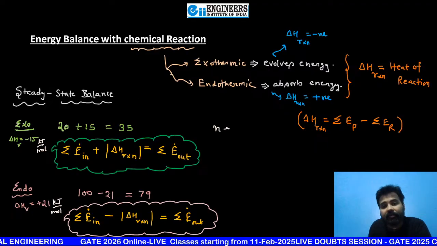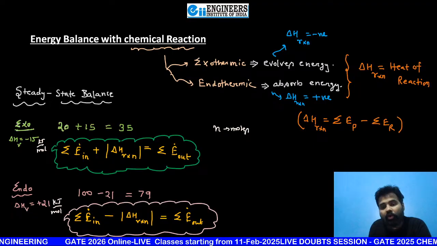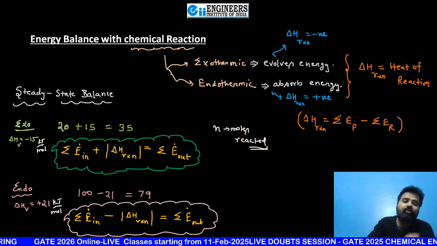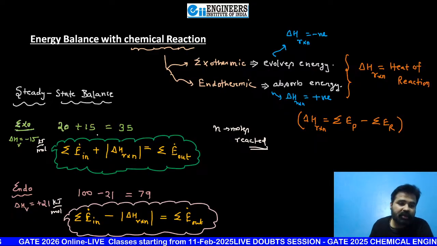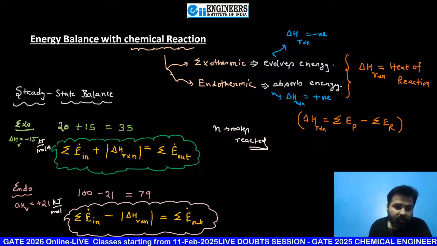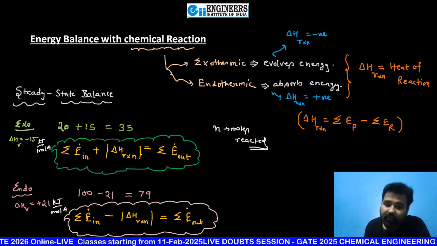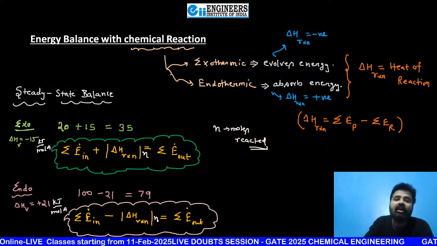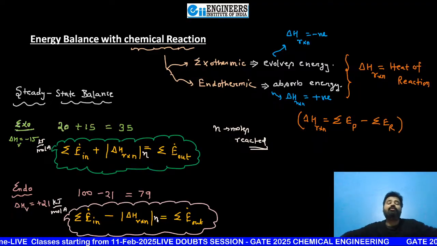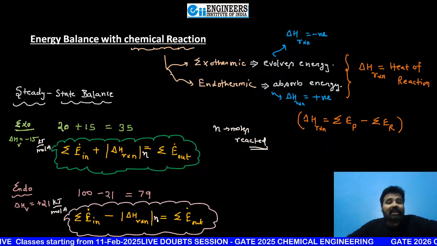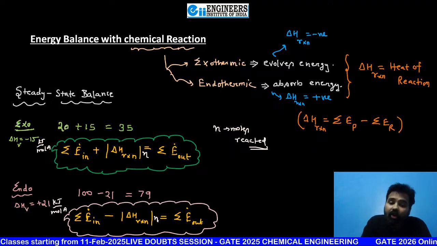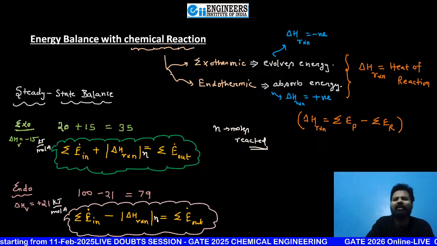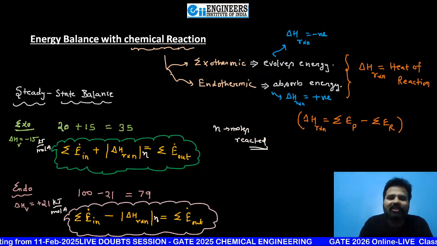moles reacted for that component whose heat of reaction is given. Suppose it is given some kilojoule per mole of A. Then beta, don't forget to multiply by n here, because this is for one mole. So how much total heat evolved? How much total heat absorbed? Don't forget to multiply. Now this is the complete basic of energy balance with chemical reaction.